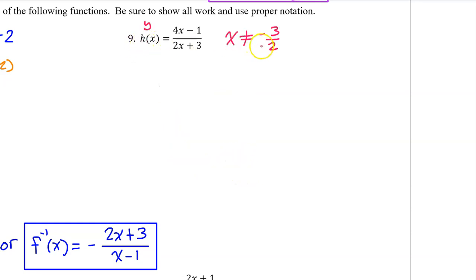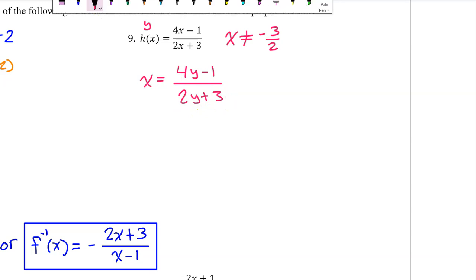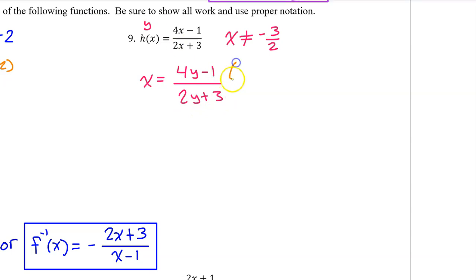After stating the restrictions, the next step is to switch x and y. So we will have x is equal to 4y minus 1 over 2y plus 3. Now we must eliminate the fraction by multiplying both sides of the equation by the denominator. So we multiply both sides by 2y plus 3.